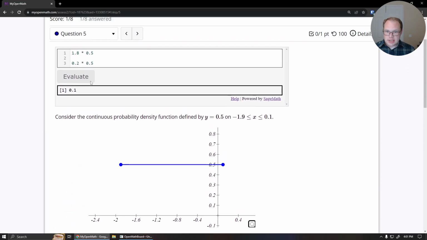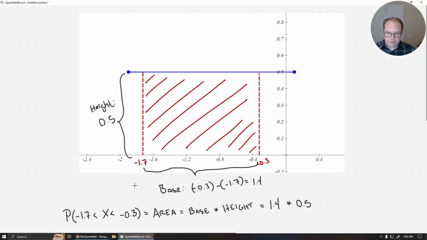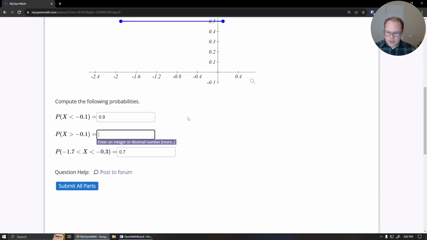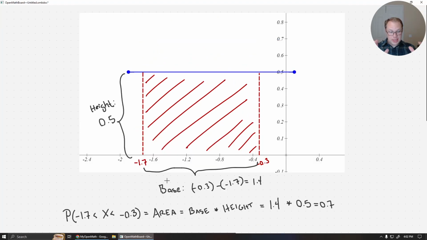And let's see what that gives us. 1.4, the base, times the height, which is 0.5. That gives us 0.7. So 0.7, that's this guy here. Oh, and this was 0.1. Let's make sure we fill that in. Which means, for this experiment, represented by this probability density function, if we run this experiment, there is a 70% chance that the outcome will be between negative 1.7 and negative 0.3.